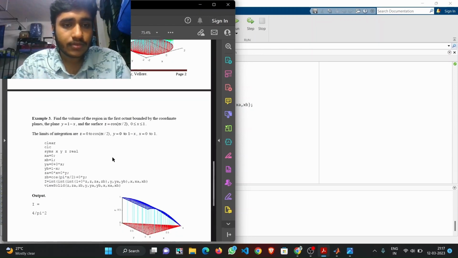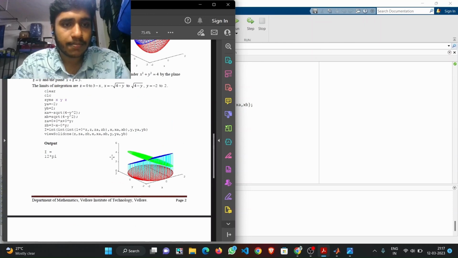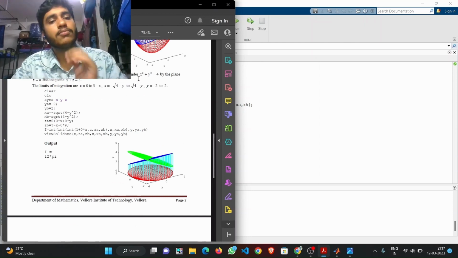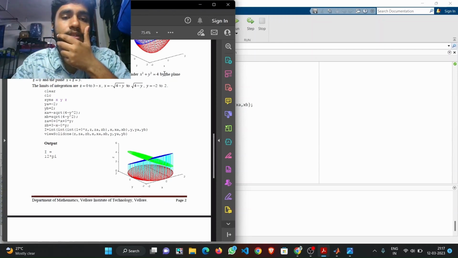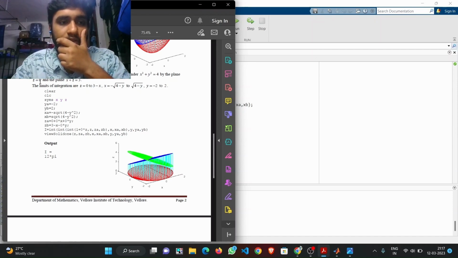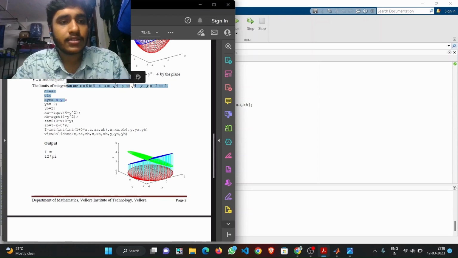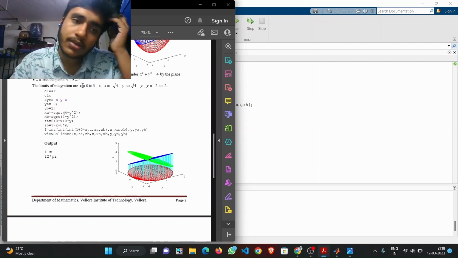Now let us try the second example. In the second example, it's given: find the volume of the region cut from the cylinder x square plus y square is equal to 4 by the plane z is equal to 0 and the plane x plus z is equal to 3. The limits of the integration are z is equal to 0 to z is equal to 3 minus x. We are given the z is equal to 0 plane, and one plane is given, that is x plus z is equal to 3. So we'll get z is equal to 3 minus x. So these are the lower limits and upper limits of z.